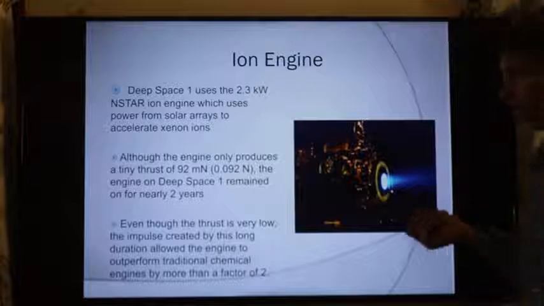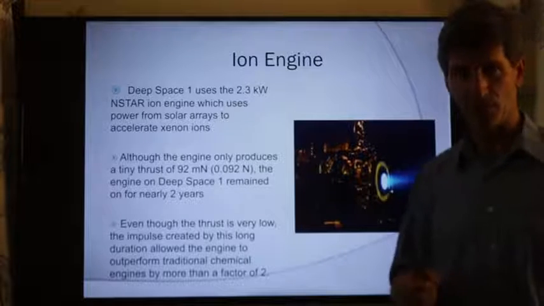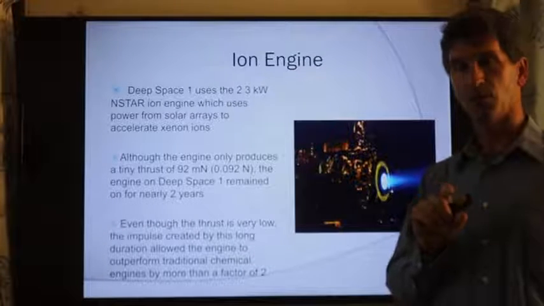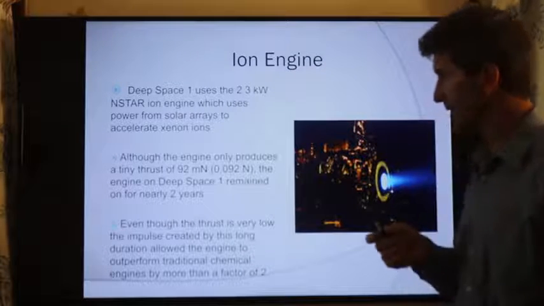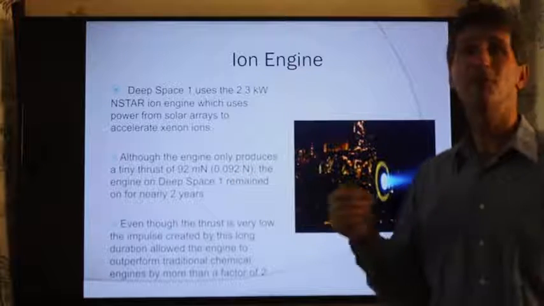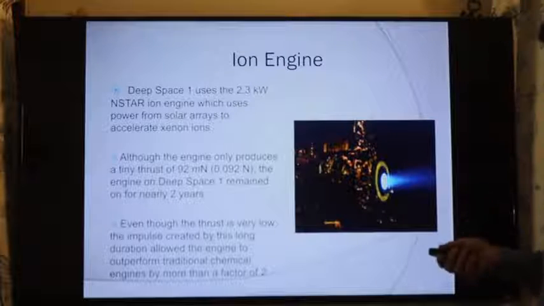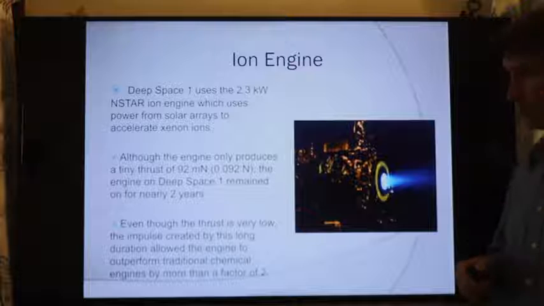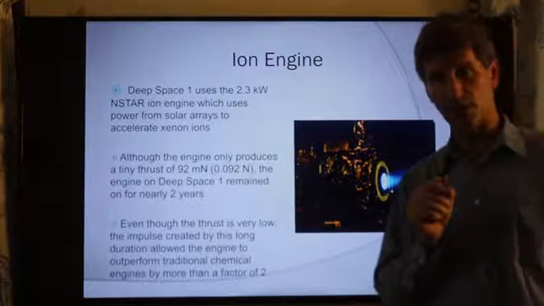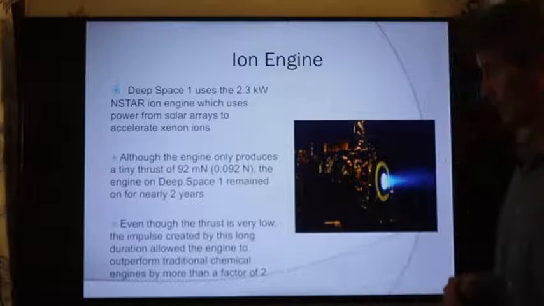The other problem with the ion engine is it produces almost no thrust. It produces millinewtons of thrust. Okay? Remember, a newton is basically between a quarter and a fifth of a pound. So this produces about 1/45th of a pound of thrust. But because it can remain on for years, this engine remained on for 2 years, that small amount of force, which produces a very tiny acceleration, if you have the time, you can get to very, very high velocities.